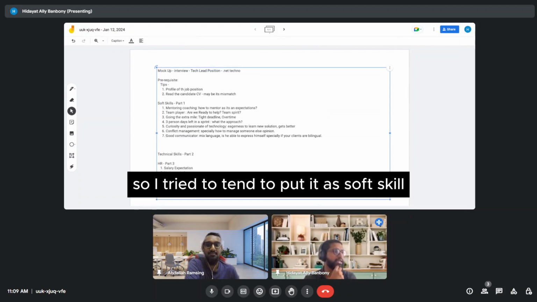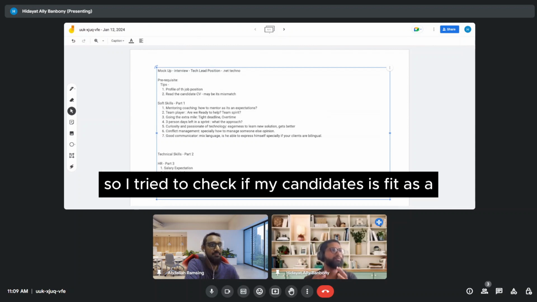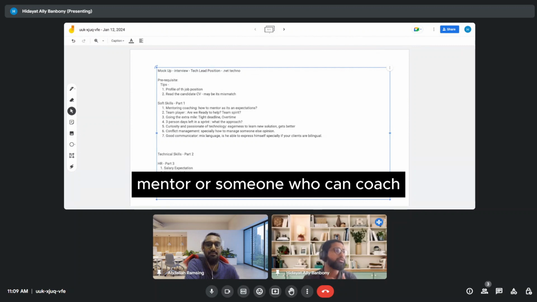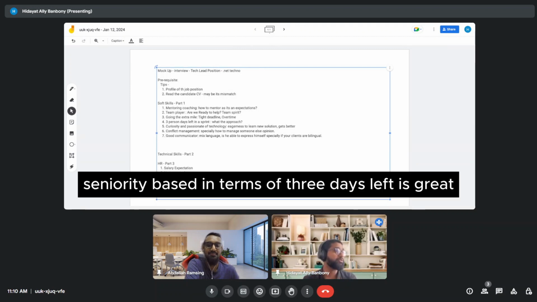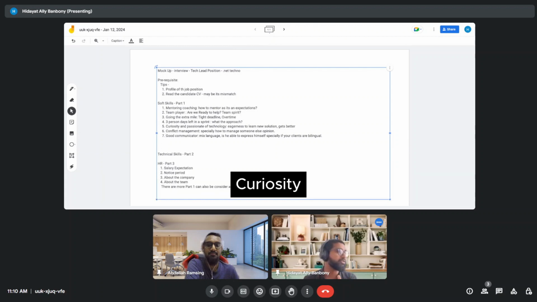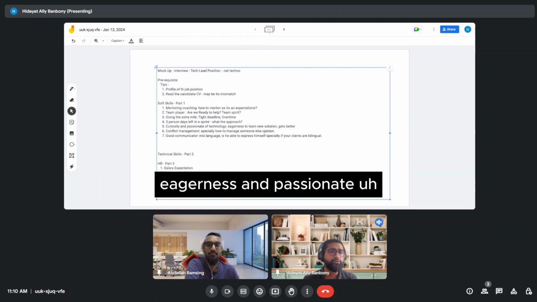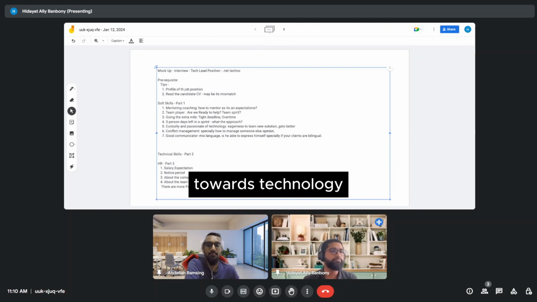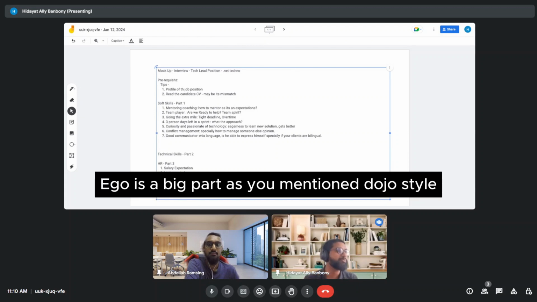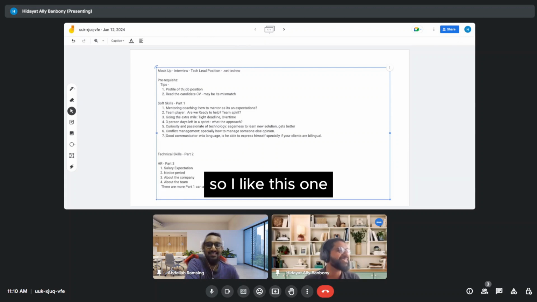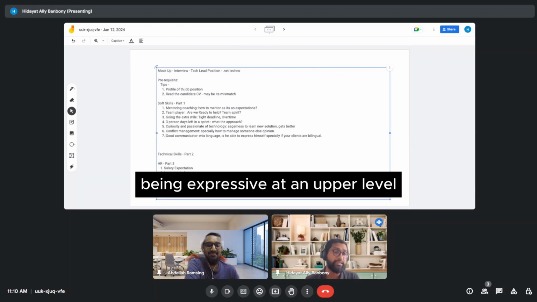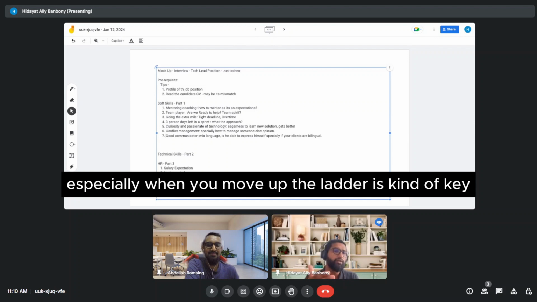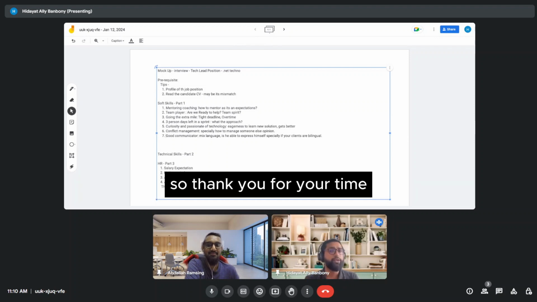I tend to put it as soft skills. I try to check if my candidate is fit as a mentor, as someone who can coach. Is he a team player? Can he go the extra mile? Scenario-based, in terms of three days left in the sprint, what does he do? Curiosity, eagerness, and passion towards technology. We've talked about conflict management. Ego is a big part, as you mentioned, so I like this one. And then definitely we've talked about communication, being expressive at an upper level, especially when you move up the ladder, is kind of key. So thank you for your time.